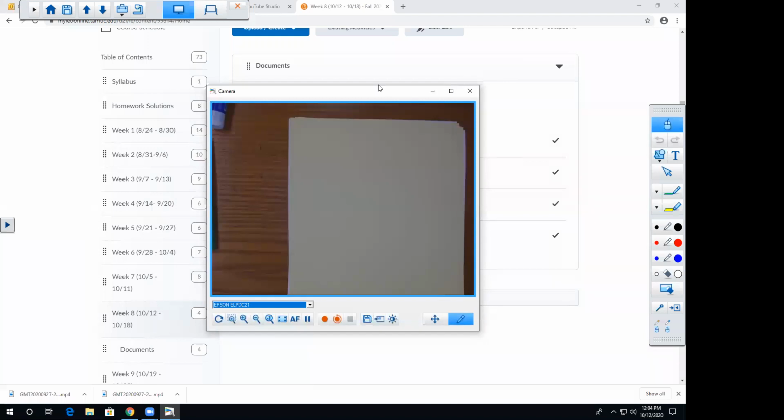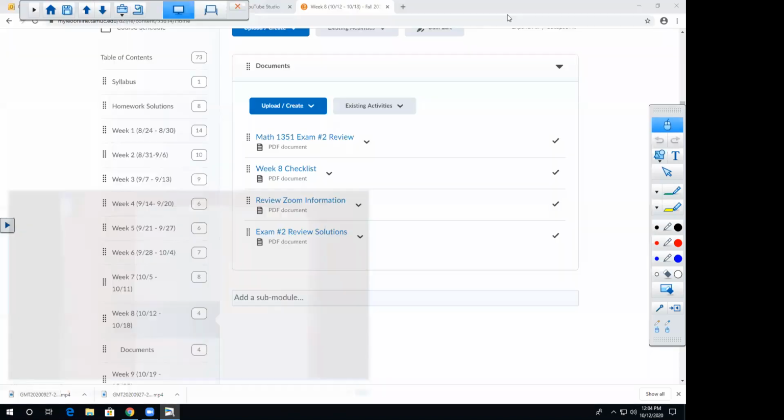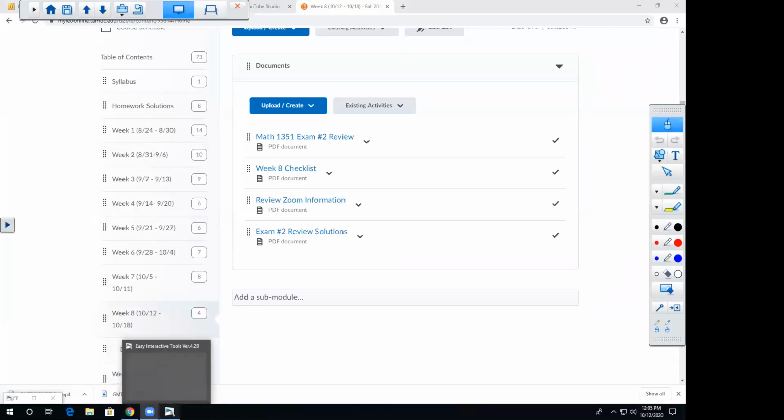What questions do you have over the review? I can hear you in this room, or feel free to send me a message via chat. I'll have that pulled up so that I can see that as well. Do you want to go over the homework problems?